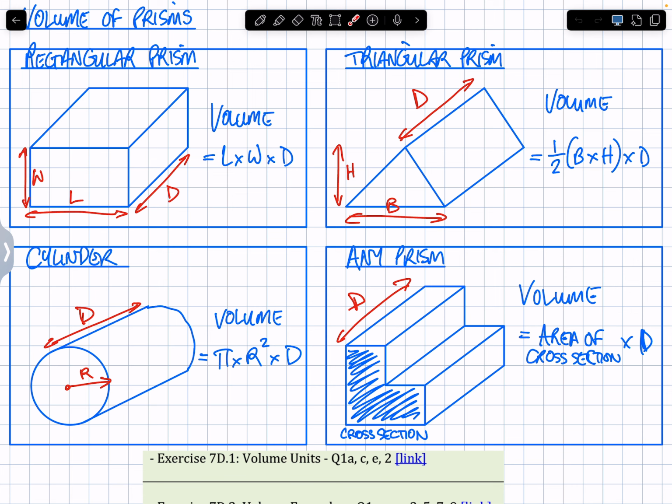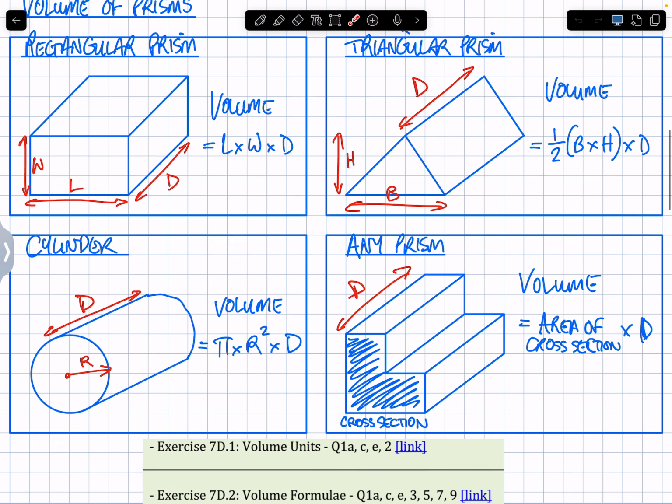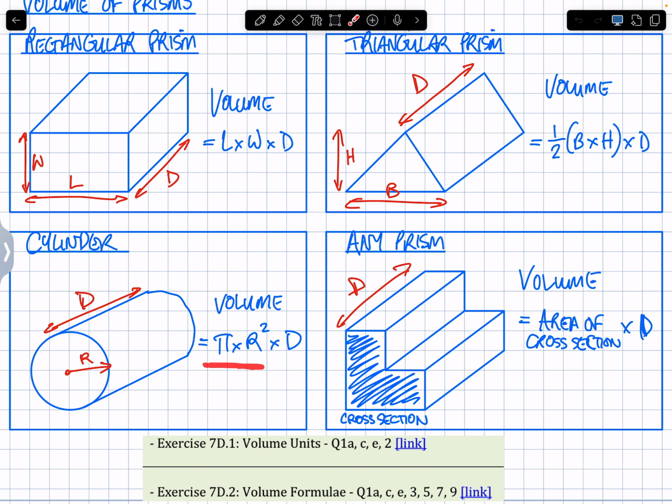Same for here. Is this the formula for the area of a triangle? Base times height divided by 2. So find the area of the end of it and then times it by how deep it is. Lastly, cylinder, pi r squared is the area of a circle. So you found the area of the end of it, and you times by the depth, that gives you the volume. So any prism.